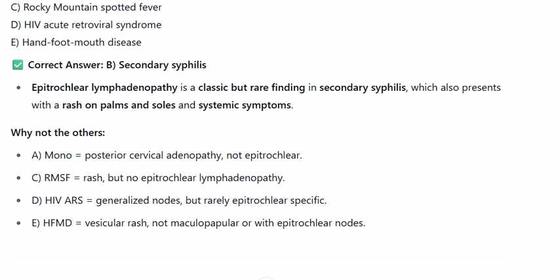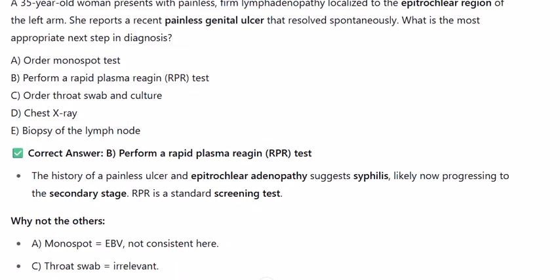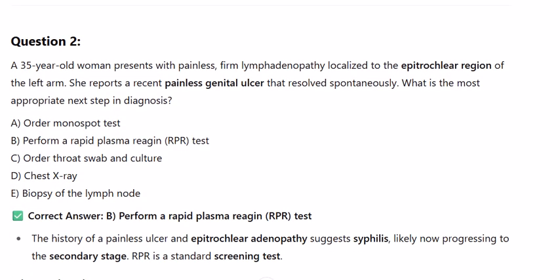Question 2. A 35-year-old woman presents with painless firm lymphadenopathy localized to the epitrochlear region of the left arm. She reports a recent painless genital ulcer that resolved spontaneously. What is the most appropriate next step in diagnosis? A. Order monospot test. B. Perform a rapid plasma reagent, RPR, test. C. Order throat swab and culture. D. Chest x-ray. E. Biopsy of the lymph node.